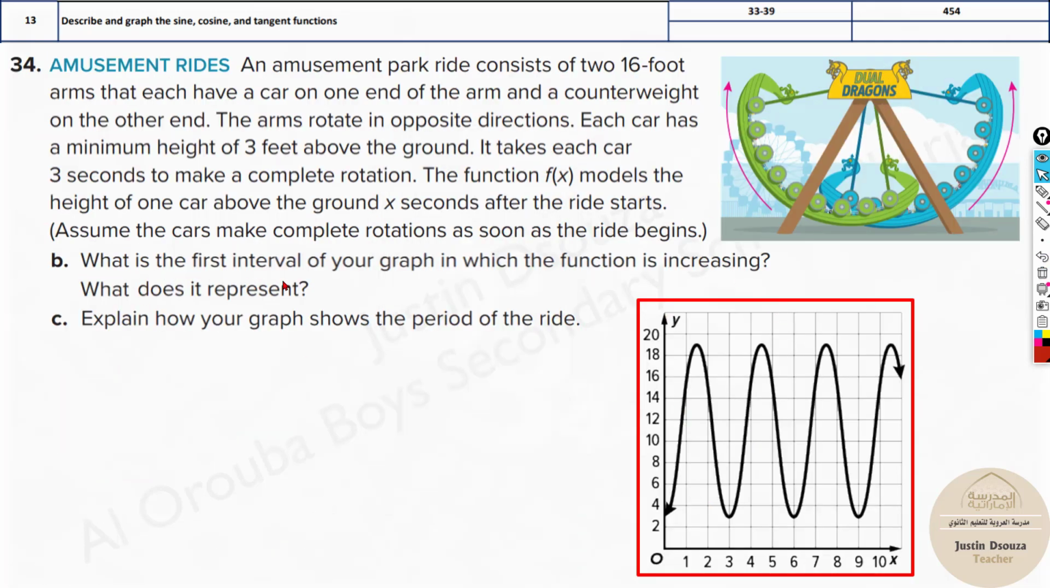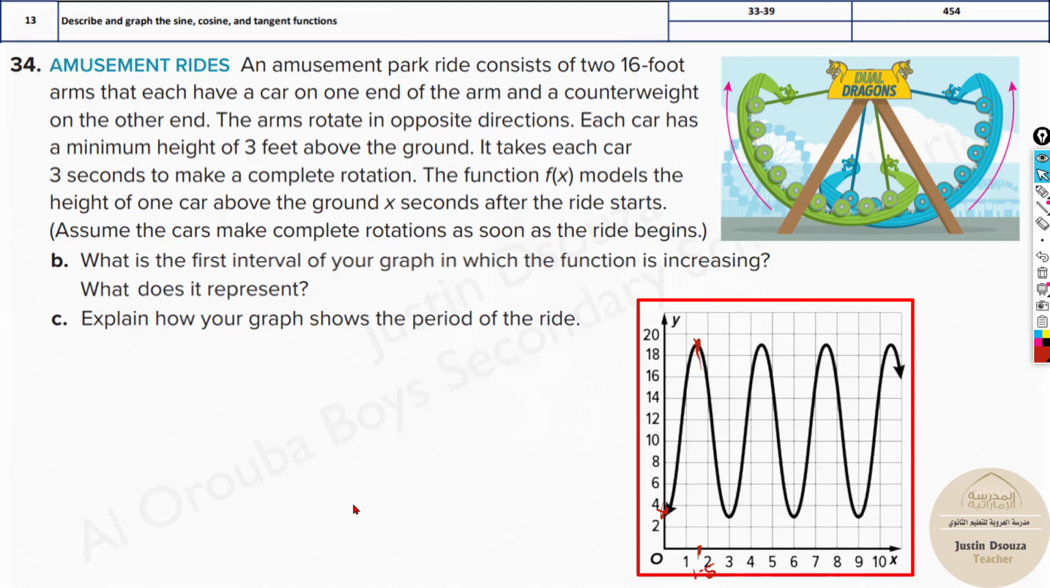Let's read this. What is the first interval of your graph in which the function is increasing? Now, where is the function increasing? It starts from here till over here. Then it starts decreasing. So the interval is about 1.5, half of 3, 1.5.